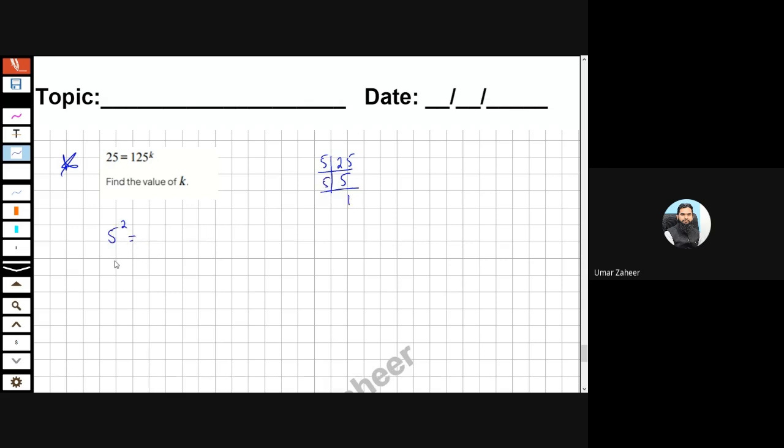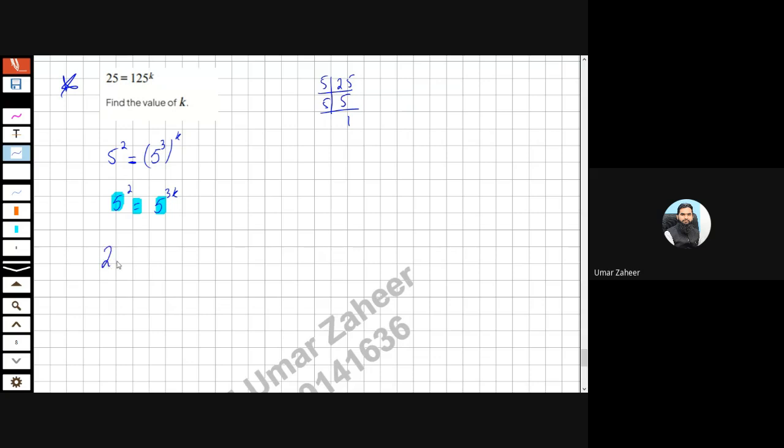In the same way, we can write 125 as 5 to the power of 3, and there is k outside. So 5 raised to power 2 is equal to 5 raised to power 3k. Bases are the same and they are equal, so all conditions are fulfilled. It means the powers are going to be equal. So from here you are getting 2 by 3 is equal to k.